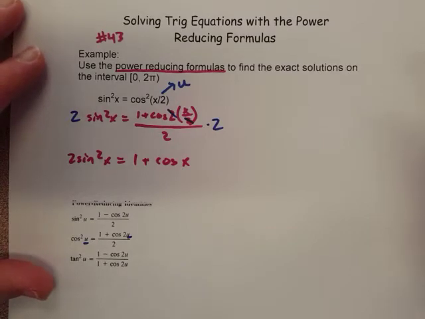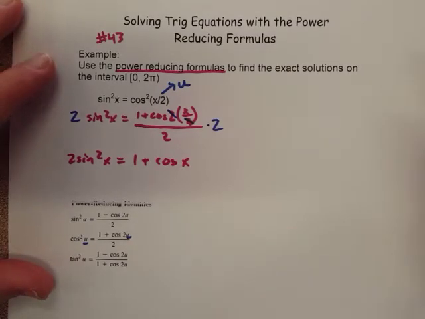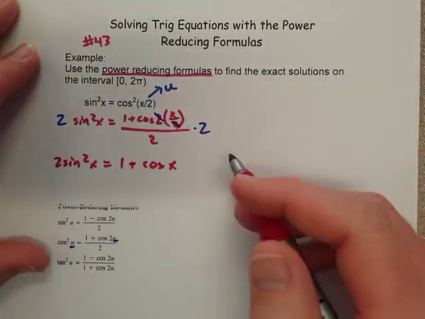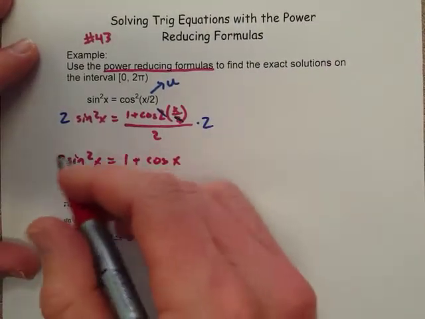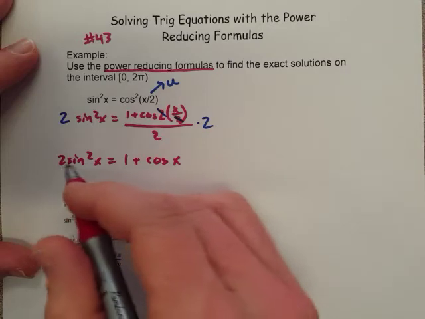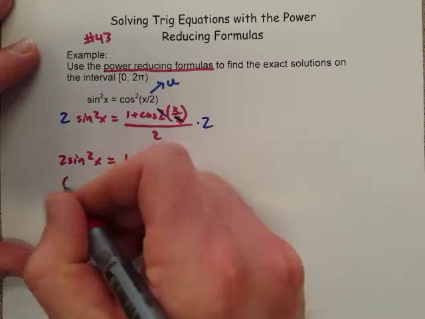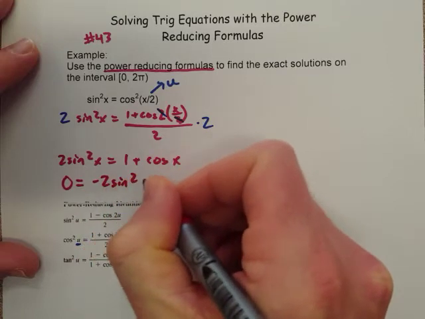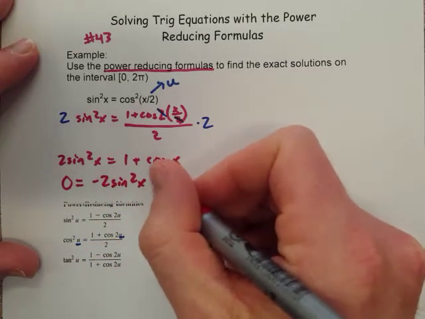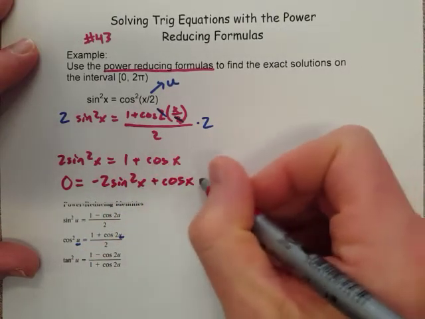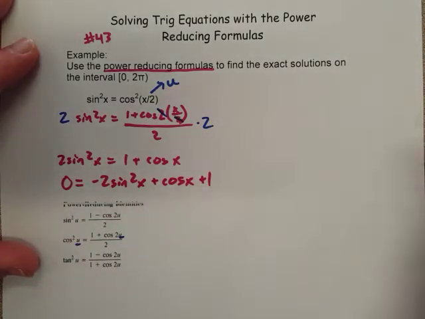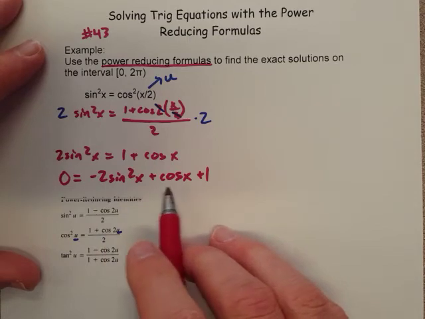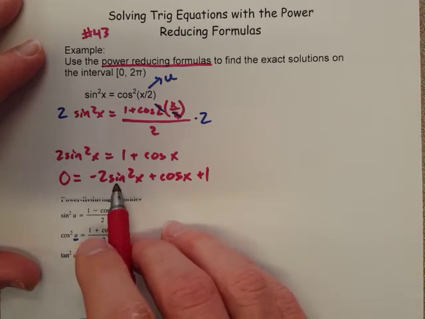What we're going to do with this is we are going to rearrange this equation so that we have everything on one side to start with. So let's move the 2 sine squared over to the other side. We get 0 equals negative 2 sine squared x plus cosine x plus 1. I'm just kind of writing them in order so it's easier to work with later on. But we want to factor this, and we worked with some factoring patterns earlier on in the chapter.